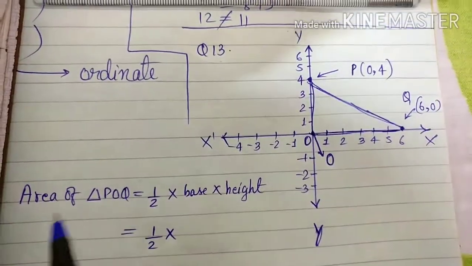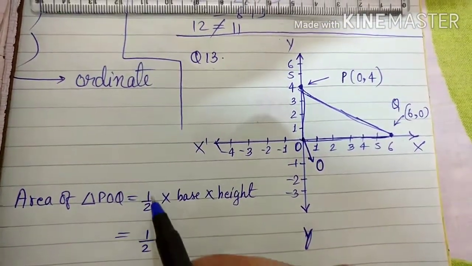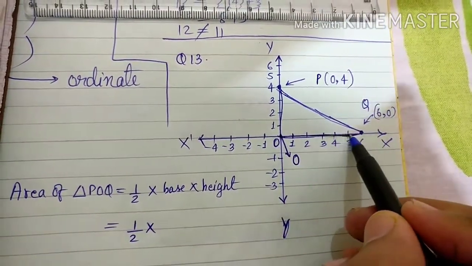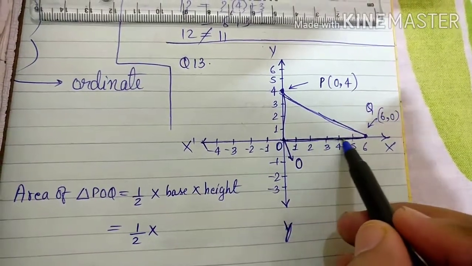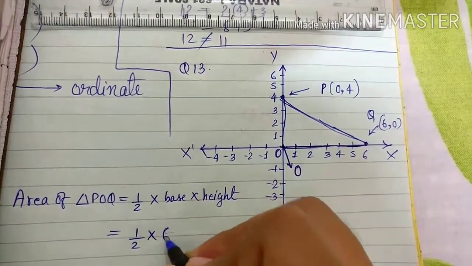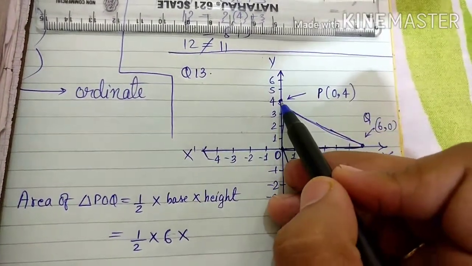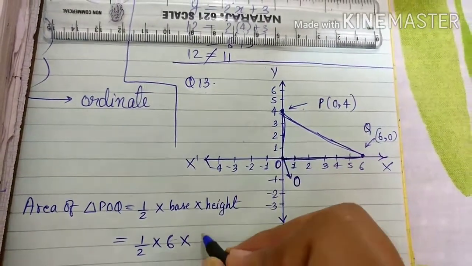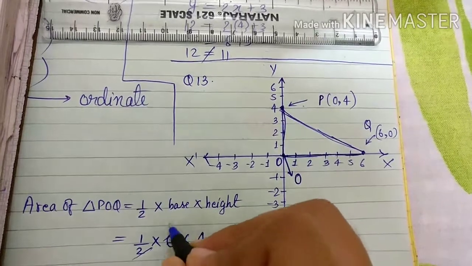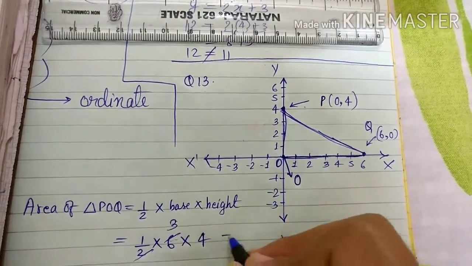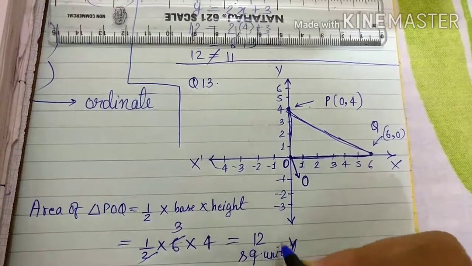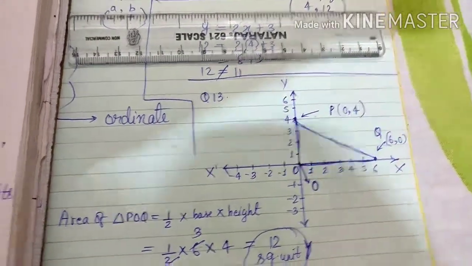So our formula for the area of triangle POQ will be half into base into height. What is our base? This one is the base. How much is it? It is given, 6 units base. And how much is the height? At 4 we got point P. So this is 4. So 6 into 4. Now 2 3s are 6 and 3 4s are 12. So how much comes? 12 square unit, because we always write the area in square unit. So it comes 12 square unit.